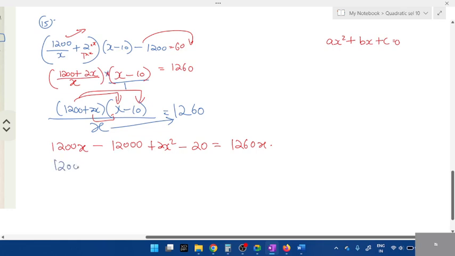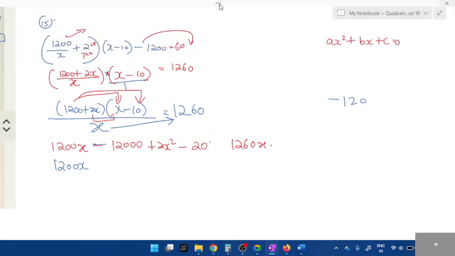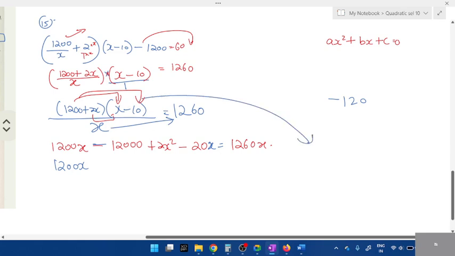Okay, 1200x as it is. Which two are like terms here? Minus 12,000, minus 20x. Oh, sorry, minus 20x, right? Okay, so those who still have doubt in this, take 1200 in bracket x minus 10, then plus 2x in bracket x minus 10. This is how if you solve, you'll get this.